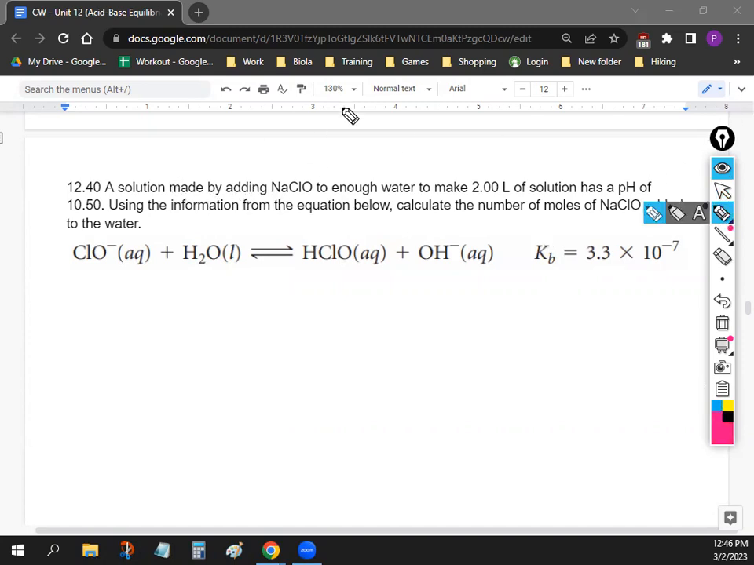Okay. So it tells you that a solution is made by adding NaClO to enough water to make 2 liters of a solution that has a pH of 10.5. So we already got 3 numbers, so it's a good place to stop and think about what's going on. Let me draw one of my beautiful pictures again. So we've got your container, and I'm going to make it blue for the water. Okay, so we're going to add NaClO, and the volume is going to be 2 liters. And when we add the NaClO, the pH is going to be 10.5.